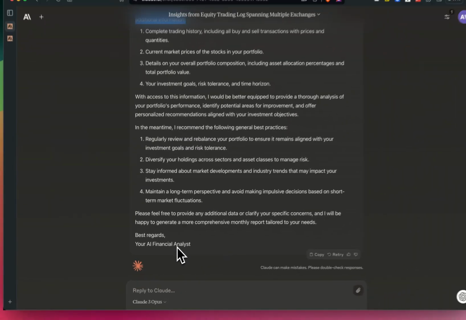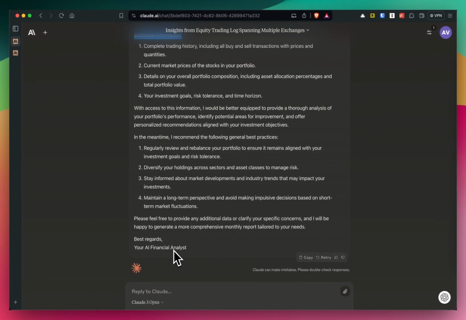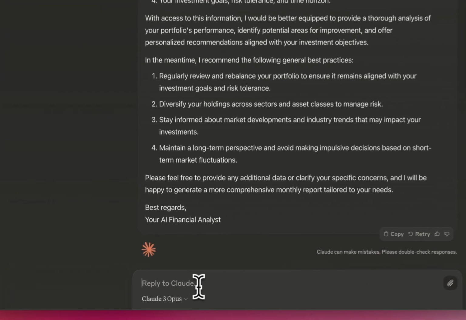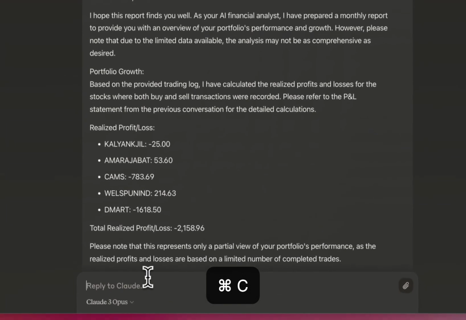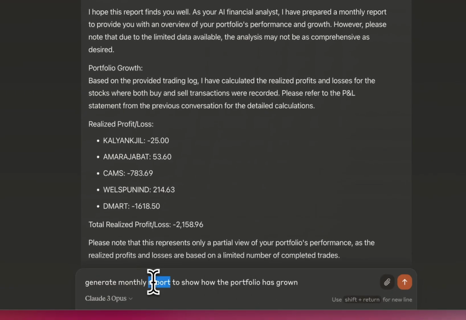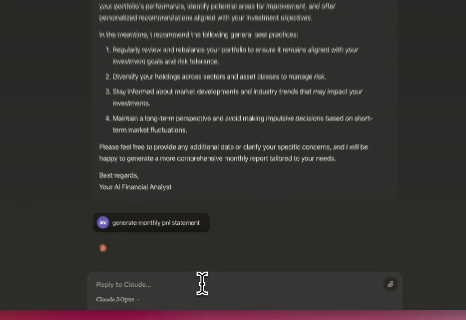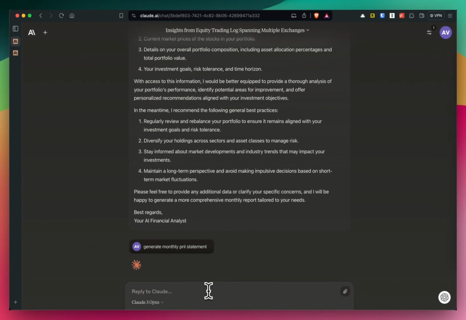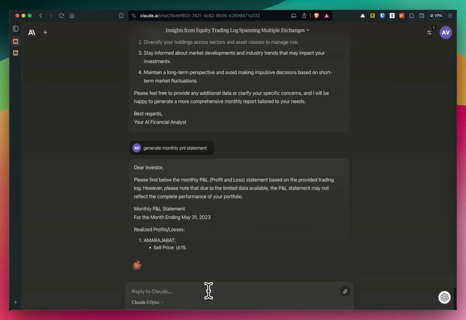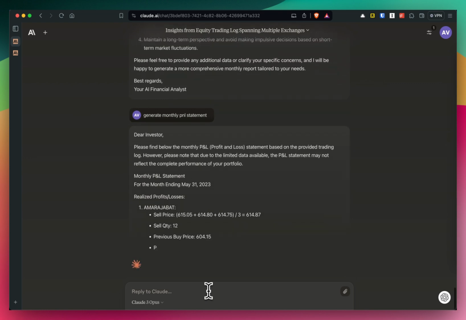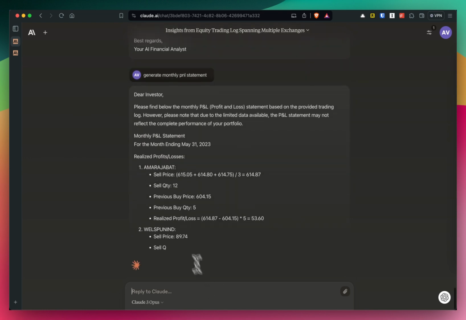What I was trying to actually ask it to do is give me a monthly P&L statement, so maybe I need to be a little more clear. Generate monthly P&L statement. Okay. And hopefully now it will be able to show that. So the idea here is that, okay, now no, it's really stuck with the persona, which is fine, which is not bad. Now it's going to get into details.